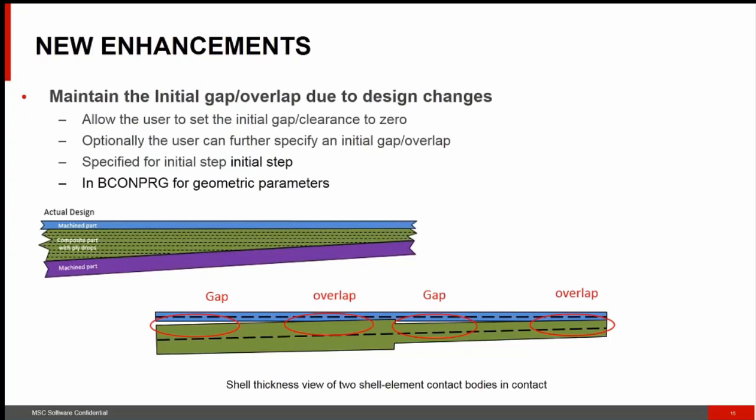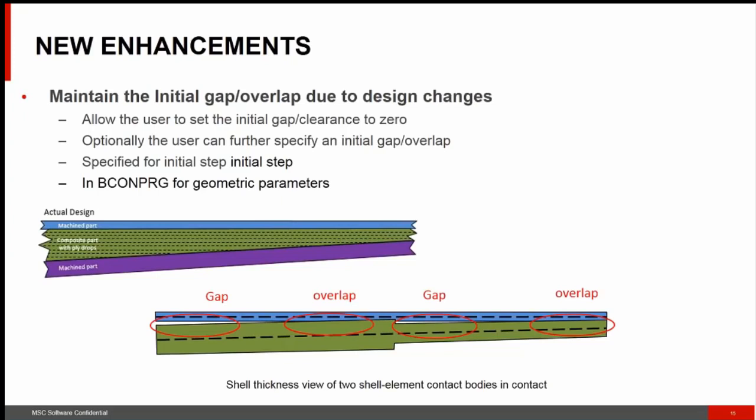It's important for you to note it's called initial gap, so it's going to happen in the initial step. It allows the user to set the gap clearance to 0 if they want to. It also allows them to maintain it depending on the application, and it's also specified in the initial step. And you can define it on the BCONPRG, as mentioned in my previous slide. This is a parameter to define the geometrical options.